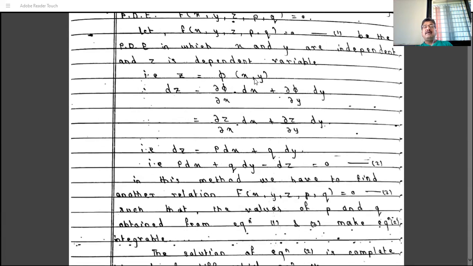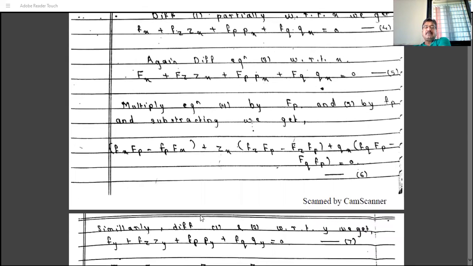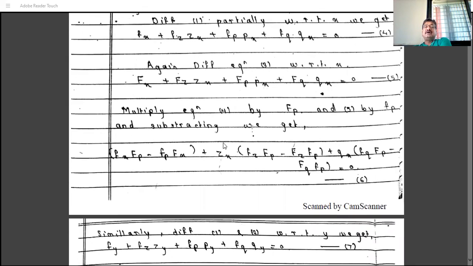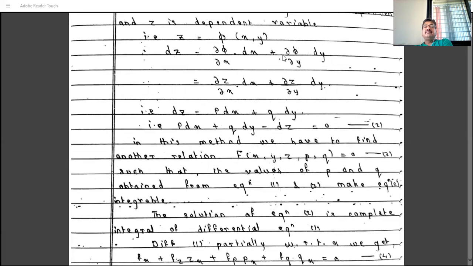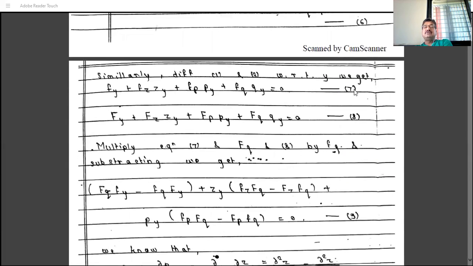Then ∂f/∂p means fp, and ∂p/∂y means py. Plus ∂f/∂q and ∂q/∂y, that is fq times qy, is equal to 0.